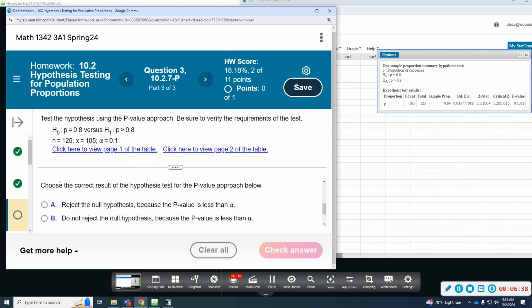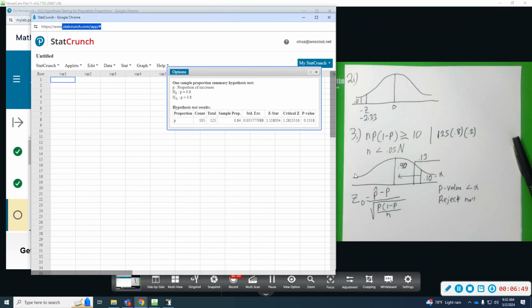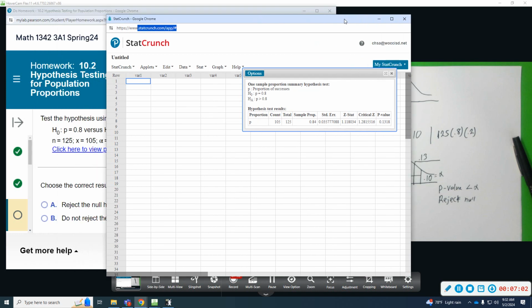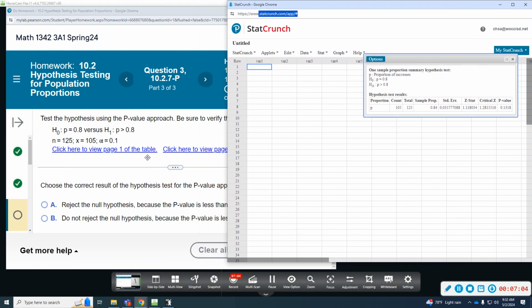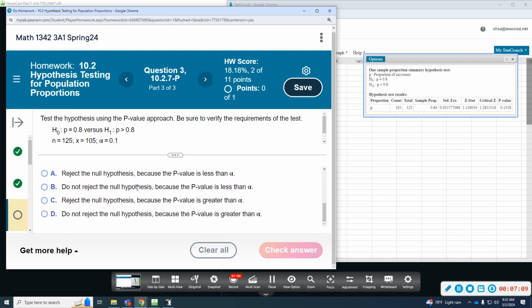And then we're going to choose the correct results for the hypothesis test using the p-value. Since our evidence is weak, there's not enough evidence to convict this person. So we're going to assume he's innocent. Now, if we fall in this area, less than this 10%, we would reject the null. Since we didn't, we're outside of that region, we're not going to. We're going to fail to reject because we don't have enough evidence. So out of our options, we do not reject the null because the p-value is greater. So D.